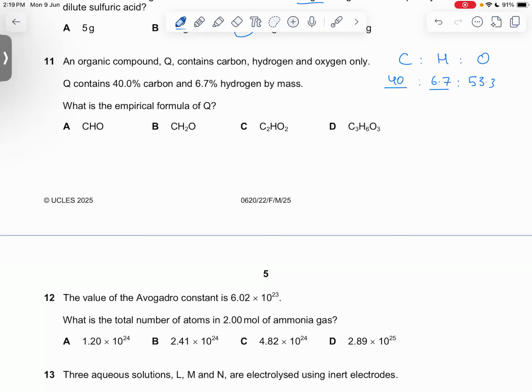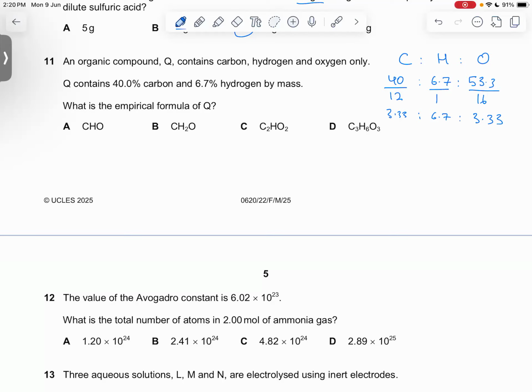Once we get the percentages, we divide them by their ARs. Carbon has an AR of 12, hydrogen has an AR of 1, oxygen has an AR of 16. 40 divided by 12 gives us 3.33. So this is 3.33 is to 6.7 is to 53.3 divided by 16, which is equal to 3.33. All right, now once we have done this, what do we do?